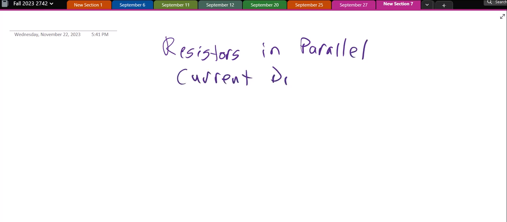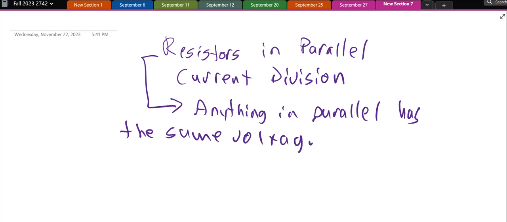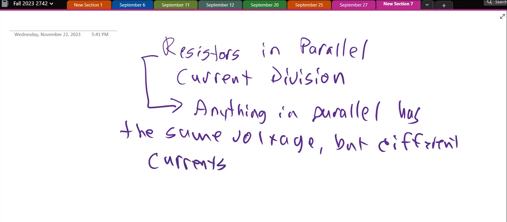What if you have resistors in parallel? Then you can use current division, because anything in parallel has the same voltage but different currents, or they might have different currents. Again, if they're identical, they would have the same current. So let's look at an example.